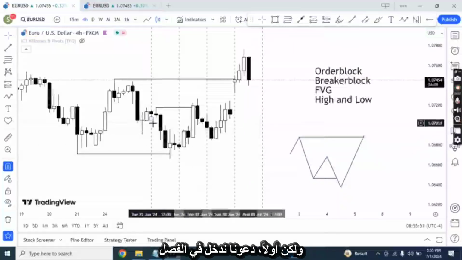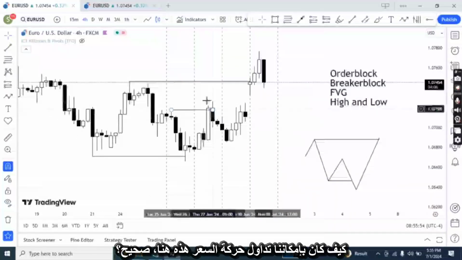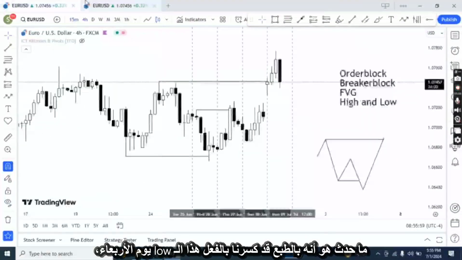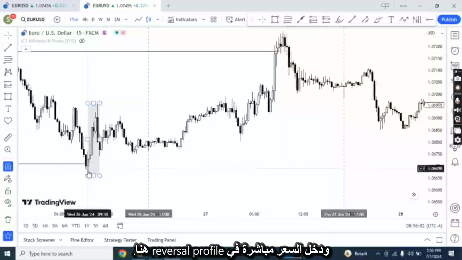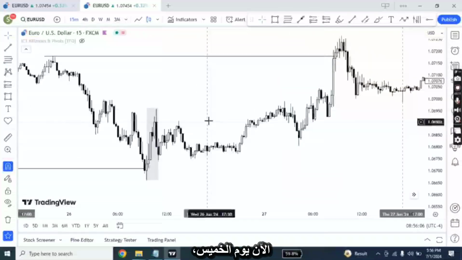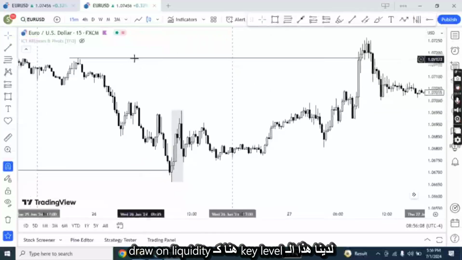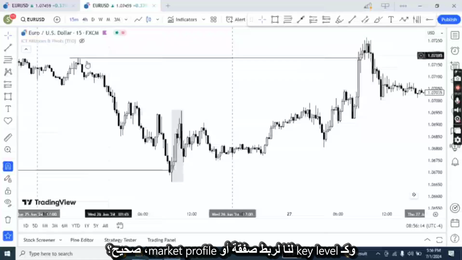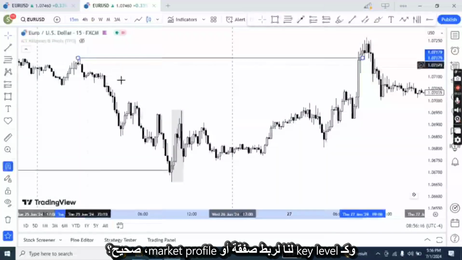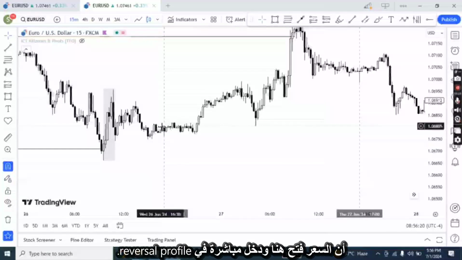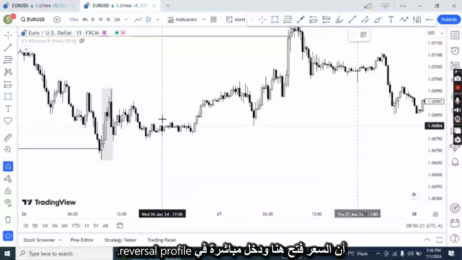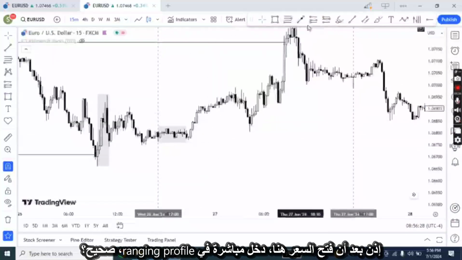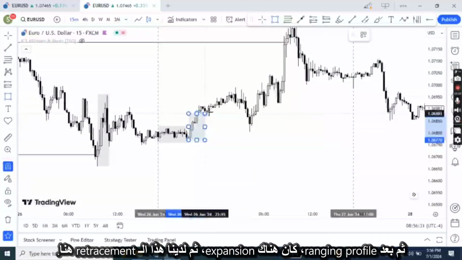But first, let's get into the chapter and discuss how we could have traded this price action right here, right? Now, on Thursday, what happened is that obviously we already had taken out this low on Wednesday, and price went straight into a reversal profile right here. Also, as I said, we've got this key level right here as a drawn liquidity and as a key level for us to finish a trade or market profile, right? You can see that price opened right here and went straight away into a ranging profile, sorry. So after price opened right here, it straight away went into a ranging profile, right? And then after the ranging profile, it had an expansion.